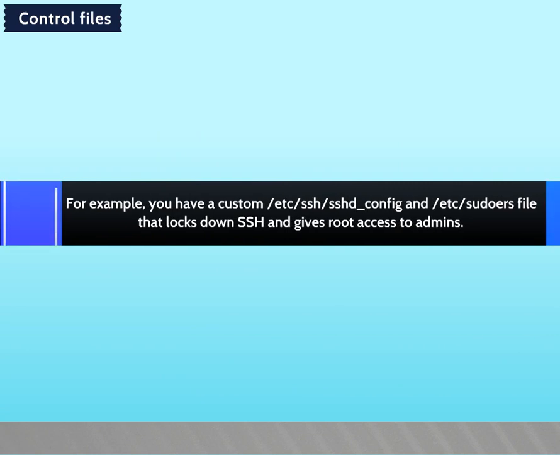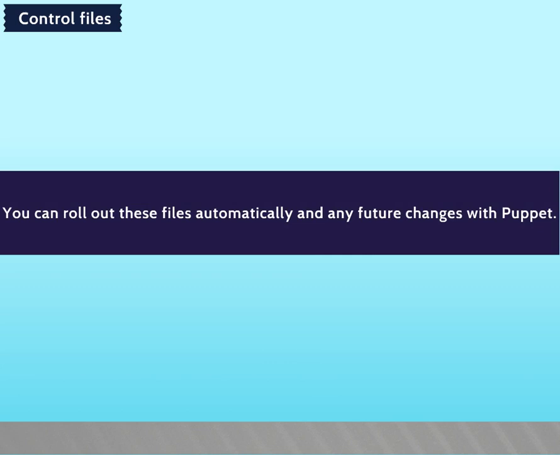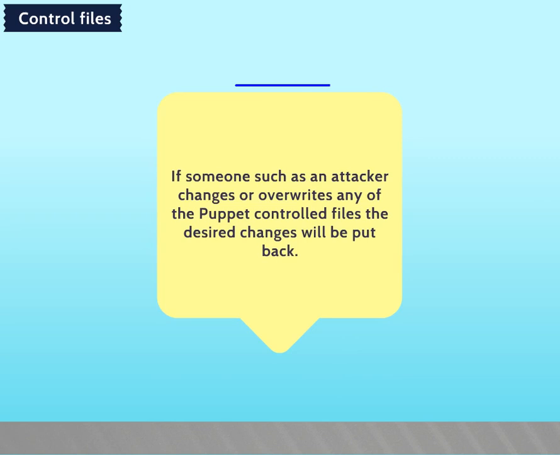For example, you have a custom /etc/ssh/sshd_config and /etc/sudoers file that locks down SSH and gives root access to admins. You can roll out these files automatically and any future changes with Puppet. If someone, such as an attacker, changes or overwrites any of the Puppet-controlled files, the desired changes will be put back.